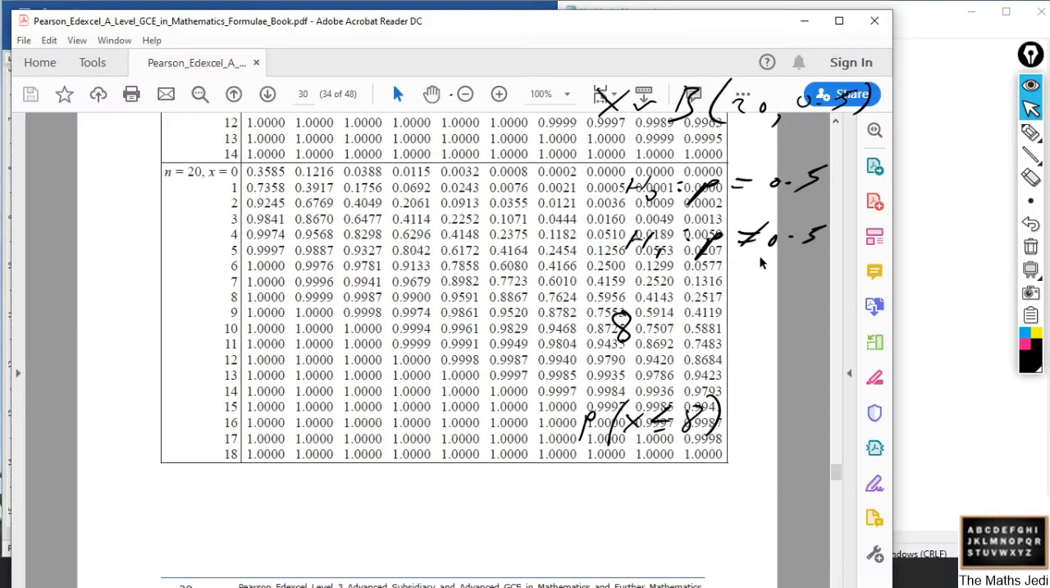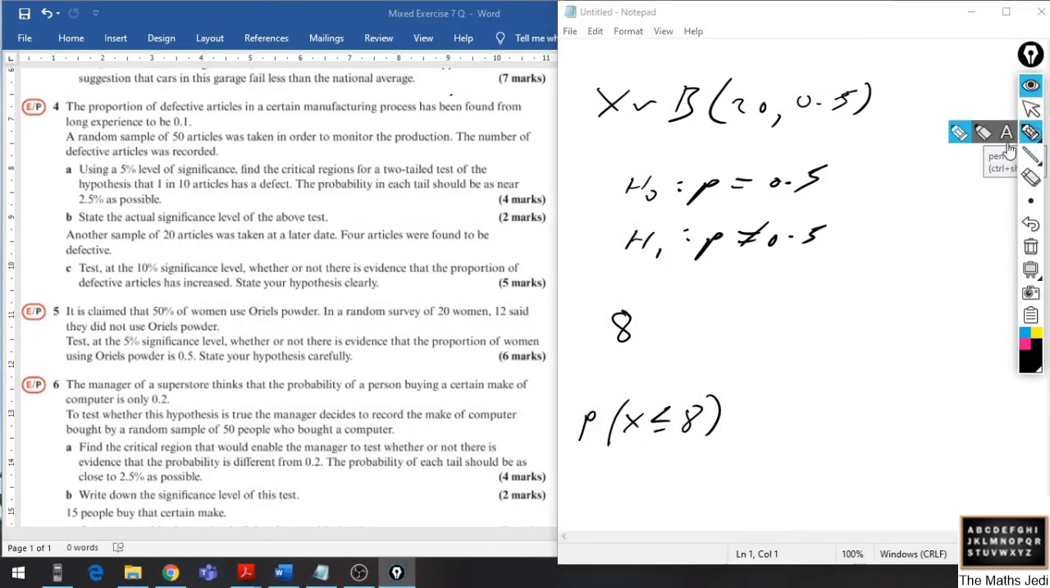I know I've written over it, but hopefully we can see it all right. So we'll just have a look at less than or equal to 8. So here's 8. That probability is all the way over here, 0.2517. So I'll get rid of that real quick. And what does that mean?